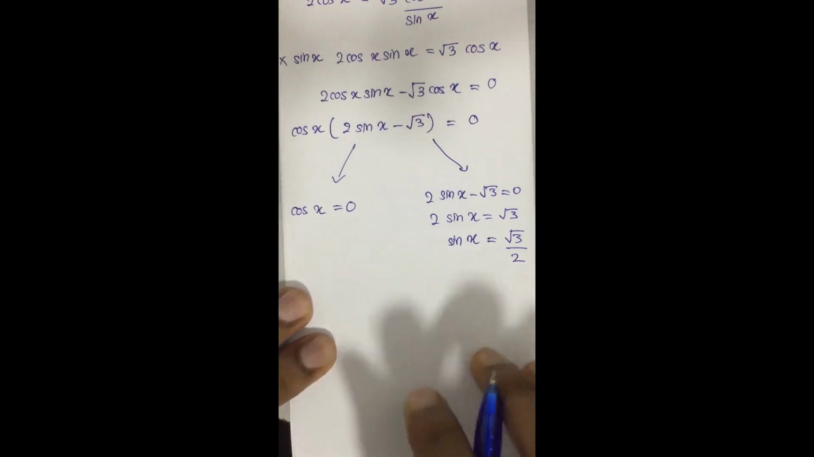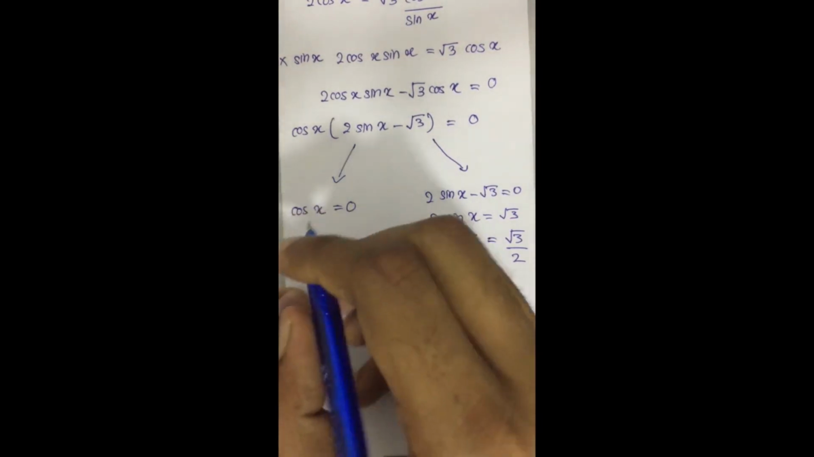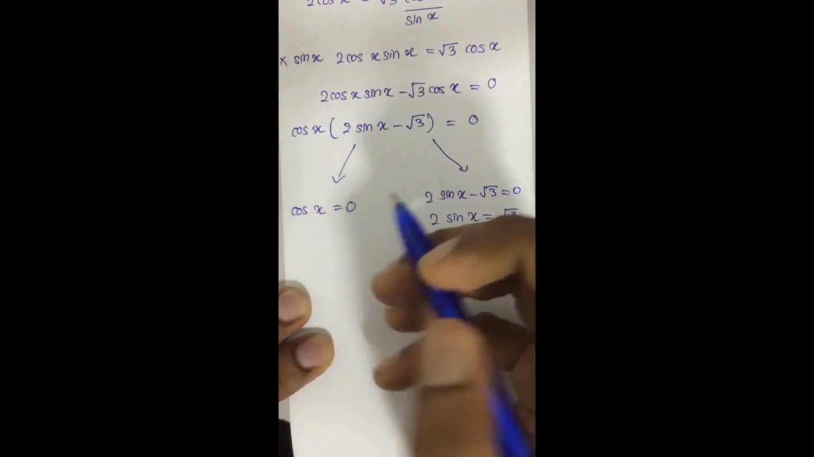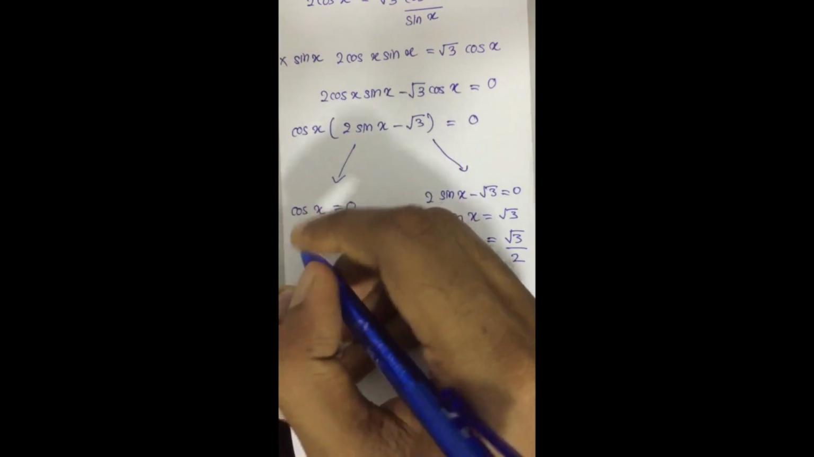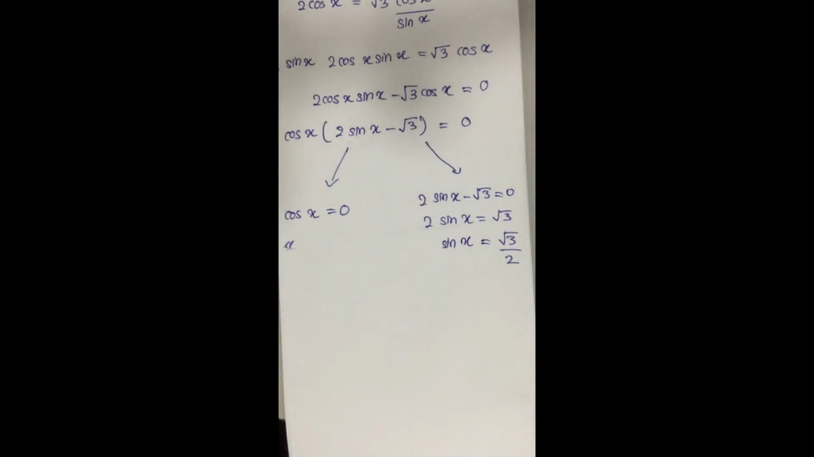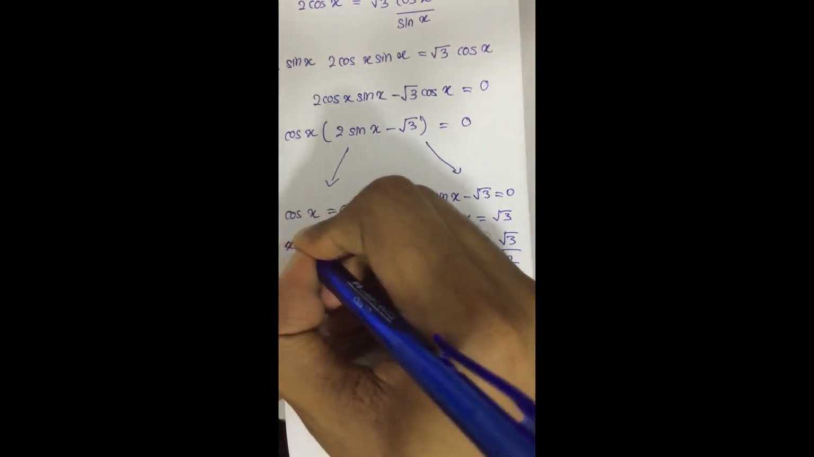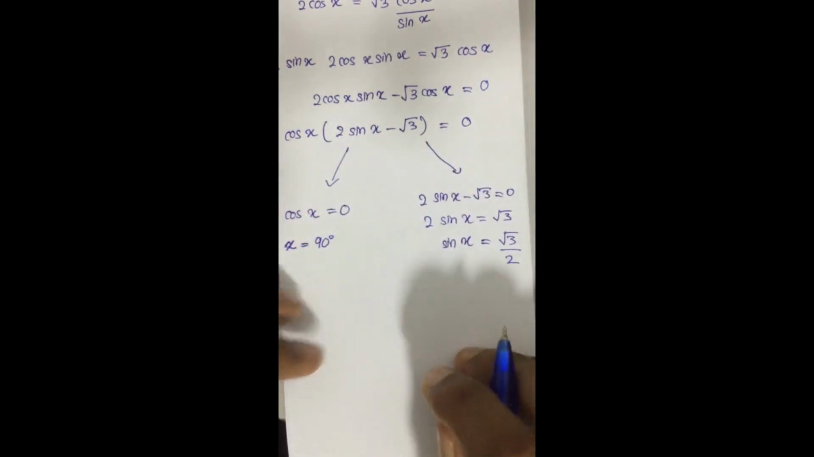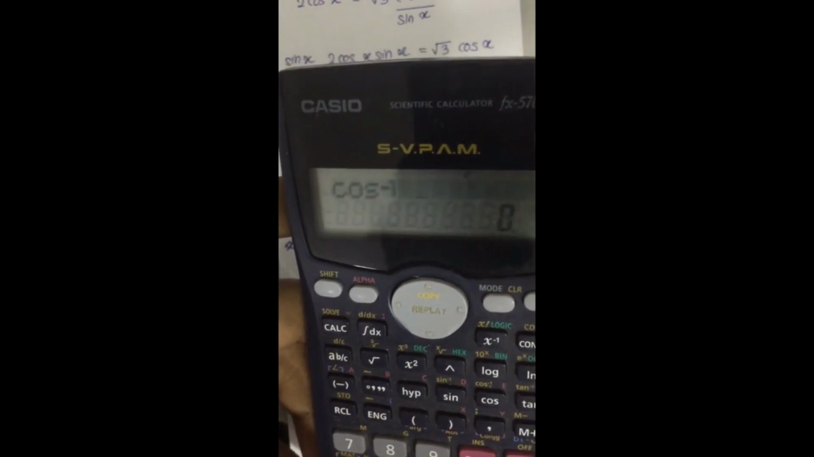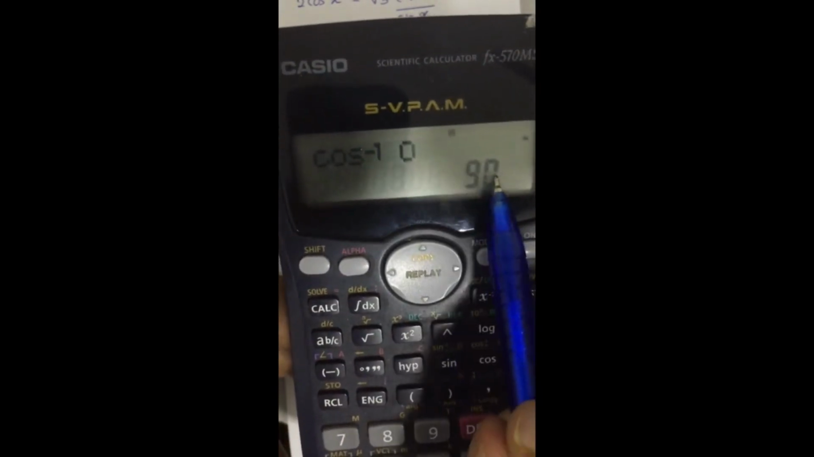So from here, let us begin our solution for cos x equals to 0. Your angle x will be actually equal to 90 degree. Cosine inverse 0 is 90 degree.